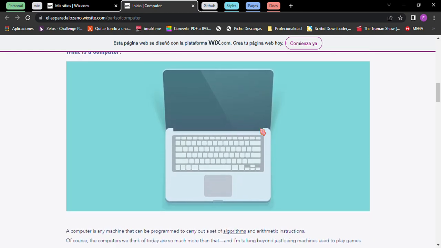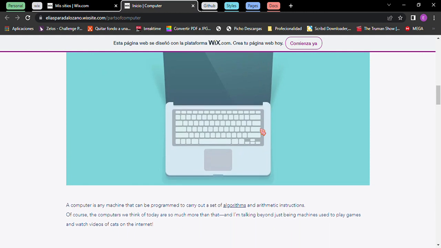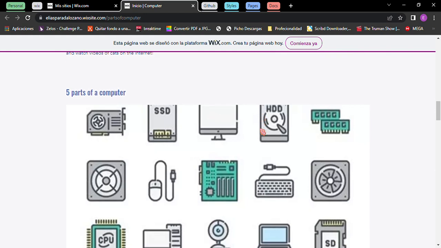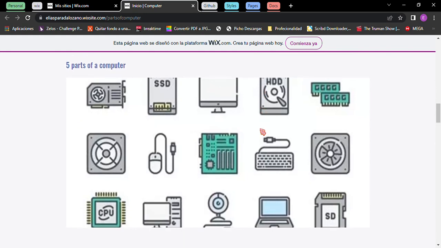What is a computer? A computer is any machine that can be programmed to carry out a set of algorithms and arithmetic instructions. Of course, the computers we think of today are so much more than that, and beyond just being machines used to play games and watch videos on the internet. Okay, five parts of a computer.